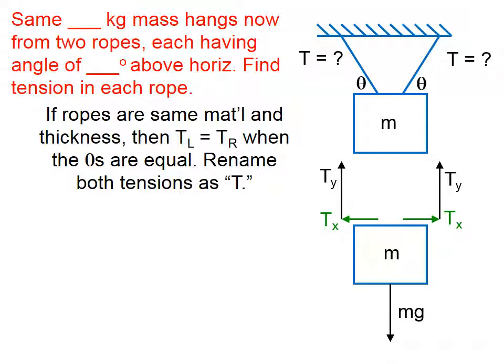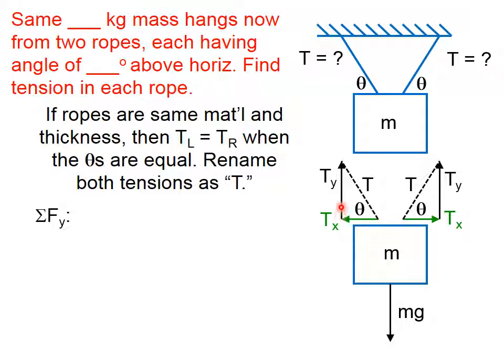For the tensions, we're going to break the tension into a horizontal portion, which I'll call T sub x, and a vertical portion, which I'll call T sub y. And the way we would get those is T sub x is, of course, numerically equal to T times the cosine of theta. T sub y is T times the sine of theta. Well, let's sum the forces in the y direction.